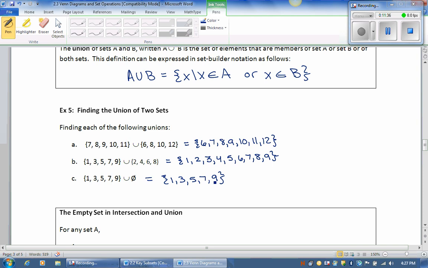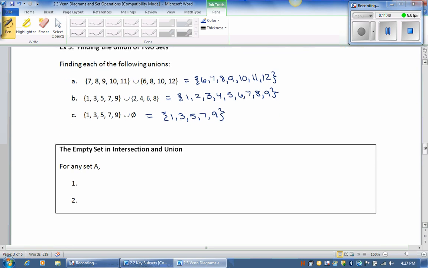All right, so the empty set with intersection and union. For any set A, A intersection the empty set is going to be the empty set. A union the empty set is going to be A.